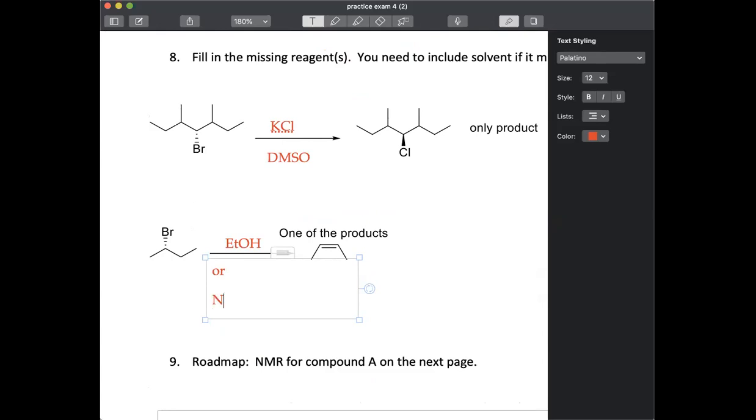So like Jenny said, NaOH. Let's do DMSO. DMSO, right? NaOH, strong base, strong nucleophile. This will give you SN2 and E2. Right. So there's a lot of possibilities. Okay.